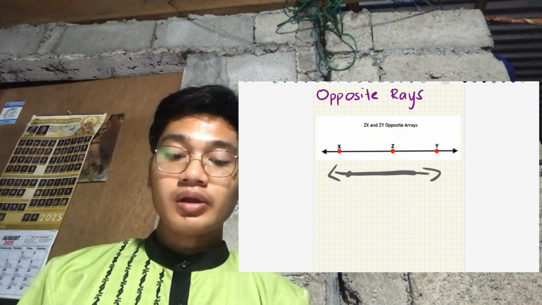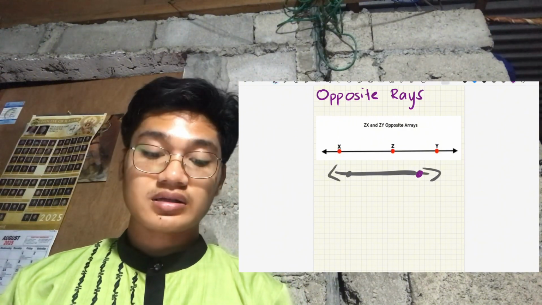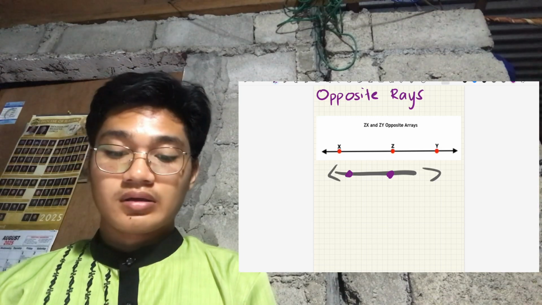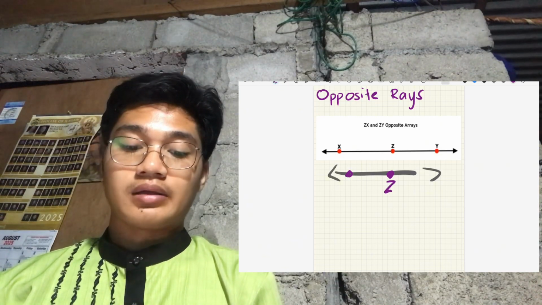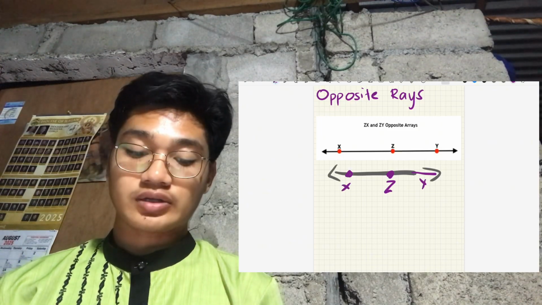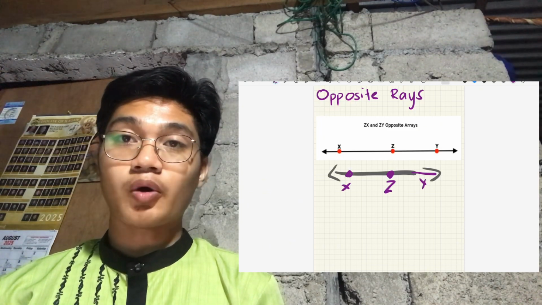Points to remember about opposite rays: both rays must start from the same point, must go in opposite directions, and must form a line.